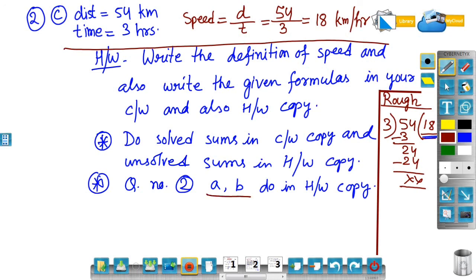Do question number 2 A and B in your homework copy, and also write the definition of speed and the given formulas in your classwork and homework copies. I have mentioned earlier that you should write the definition of speed, and some formulas are given that you must write in classwork and homework copy. I hope this class will help you to understand the basic knowledge of speed, distance and time.